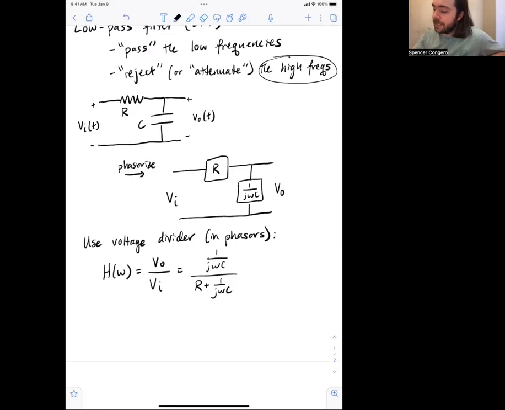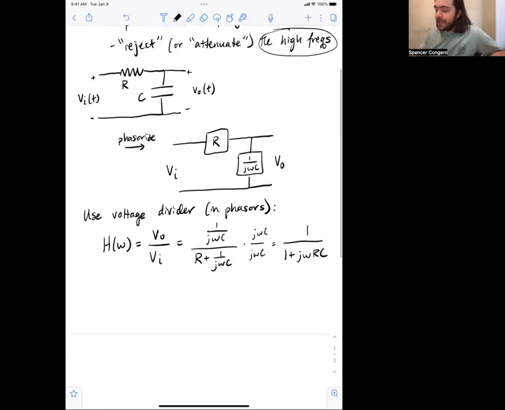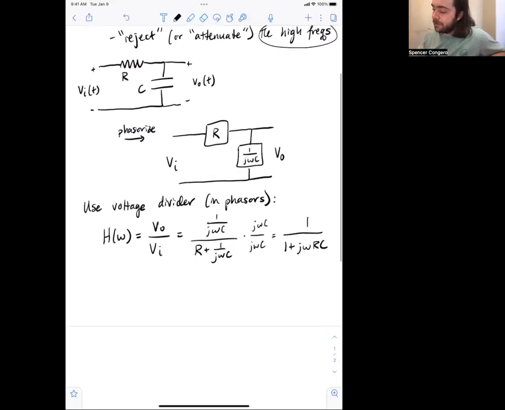Okay, so I'm going to multiply top and bottom by j omega c just to get rid of the 1 over j omega c. What do I get? I get 1 over, and then this times this gives me 1, plus that times r, which is j omega rc. Okay, so that is my frequency response. Now it's in a nice form, because now it's relatively easy to get the magnitude of it.